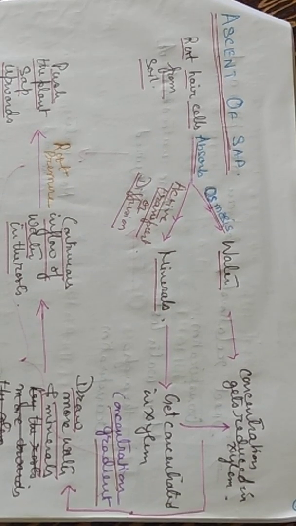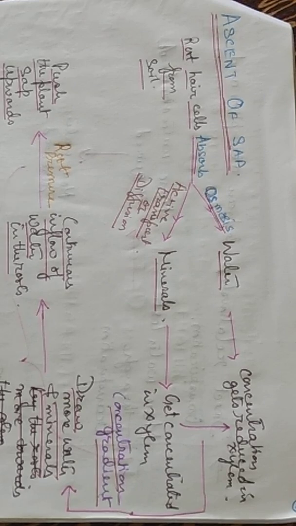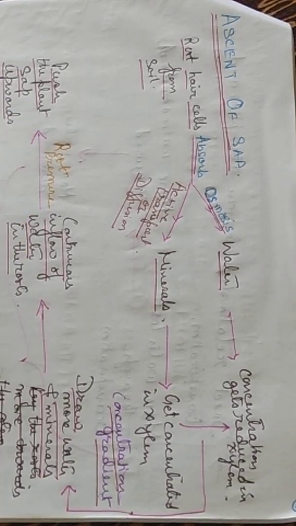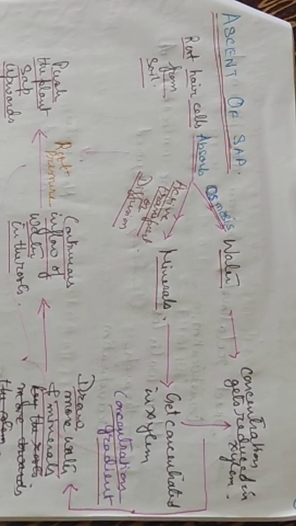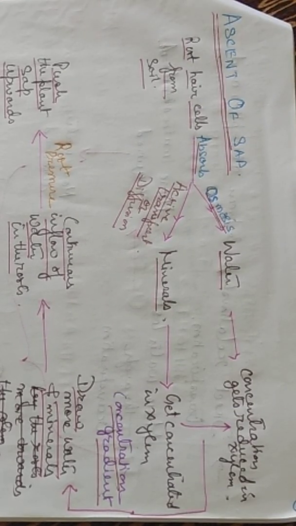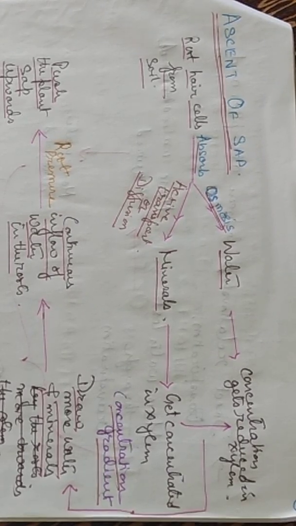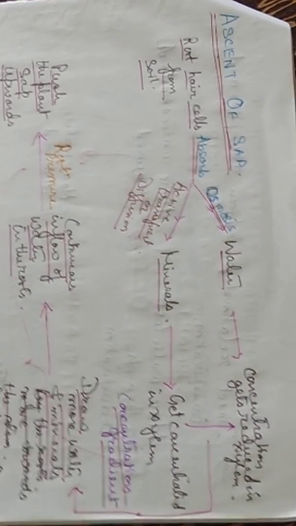Now, this root pressure is pushing the plant sap upwards, and that is aided by transpiration pull. When there is transpiration pull, the water from the roots moves to the stem through the xylem, and the sap, that is water and minerals, moves upward through the xylem to the other parts of the plant.